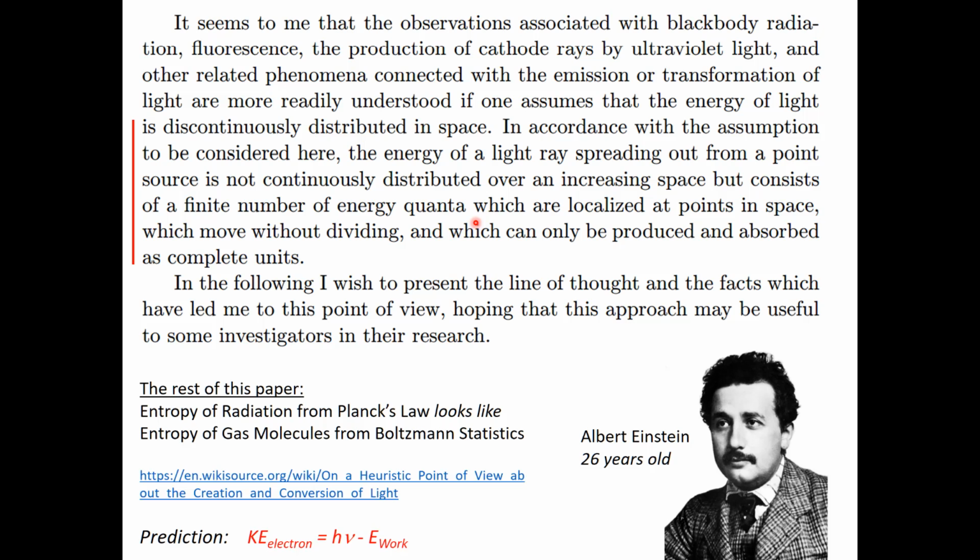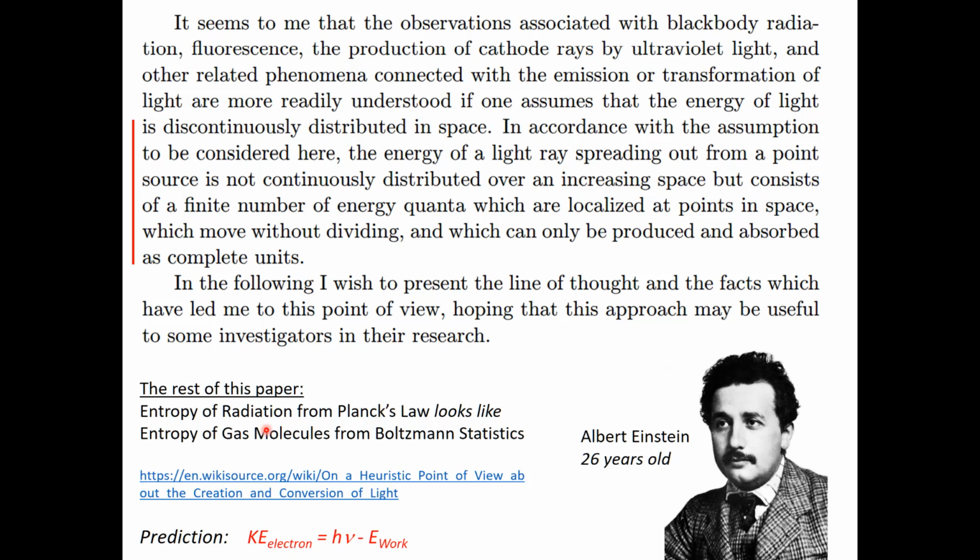Right, so anyway, the rest of this paper is actually not so rigorous, right? That's why it's called a heuristic point of view. The rest of the paper, what he does is he takes the entropy of radiation from Planck's law, and he shows that it looks a lot like the entropy of gas molecules from Boltzmann statistics. And so the conclusion here is that because gas molecules are so-called ponderable objects, they're indivisible, he's conjecturing that radiation, which is light, may also be composed of indivisible ponderable objects, which is what we now know today as photons, right?